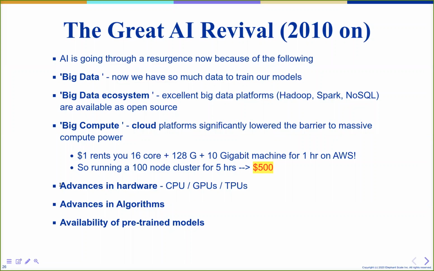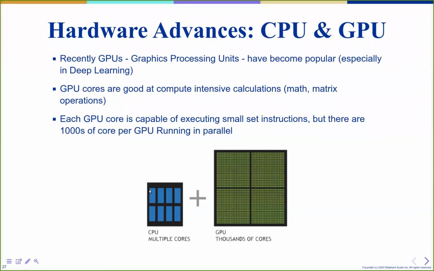Right? And also, hardware has improved quite a bit. Algorithms have improved quite a bit, right? And people are releasing models as open source as well. And all of these things are pushing AI to what we see right now. So let me talk about hardware advances real quick.